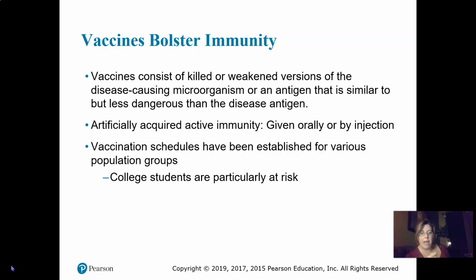Artificially acquired active immunity is gained by vaccination. Specific vaccination schedules have been established for various populations or groups. And so you've gone through this when you've gone to school. You have to have certain vaccines up to date. Some countries traveling out of our country into other countries, especially third world countries, there's other diseases in those spaces where we need additional inoculations.